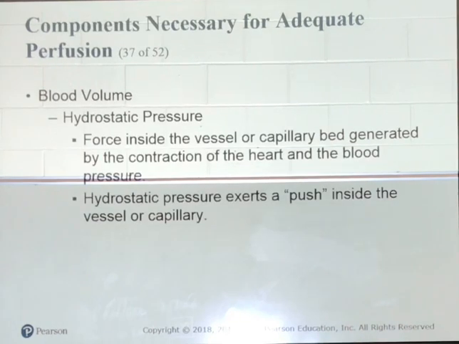Hydrostatic pressure is the force inside the vessel or capillary bed generated by the contraction of the heart and the blood pressure. Hydrostatic pressure exerts a push inside the vessel or capillary. It wants to push fluid out of the vessel or capillary through the vessel wall and into the interstitial space. A high hydrostatic pressure would force more fluid out of the vessel or capillary and promote edema. Okay, this is why you see the leg swelling.